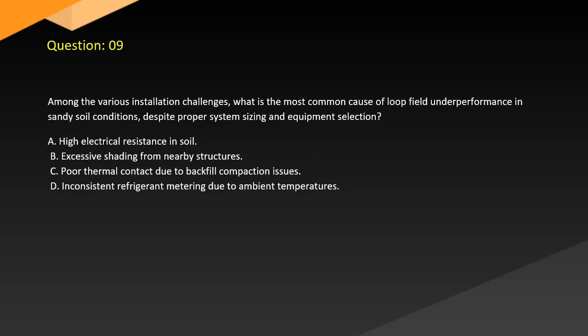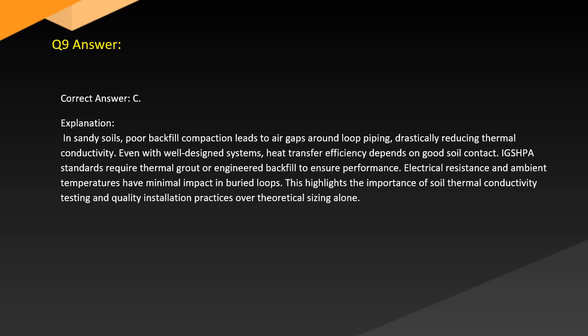Question 9. Among the various installation challenges, what is the most common cause of loop field underperformance in sandy soil conditions despite proper system sizing and equipment selection? A. High electrical resistance in soil. B. Excessive shading from nearby structures. C. Poor thermal contact due to backfill compaction issues. D. Inconsistent refrigerant metering due to ambient temperatures. Answer.